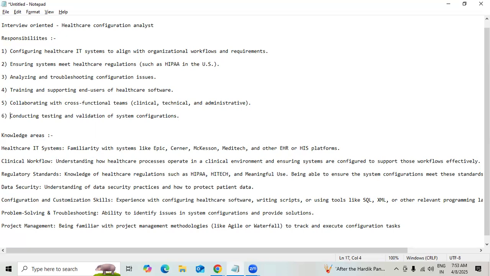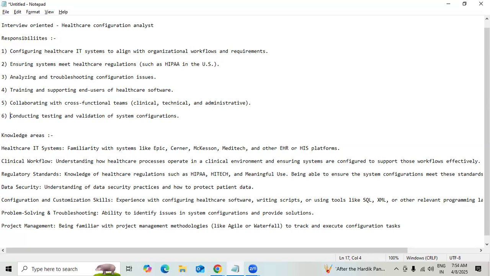So how to test it, right? How to validate, doing some system configurations. This sort of knowledge is always required. These are the core key responsibilities that, as a healthcare configuration analyst, we must be good with. Now, what knowledge areas do you need to have? These are the responsibilities, or the day-to-day activities, you need to do as a healthcare configuration analyst.